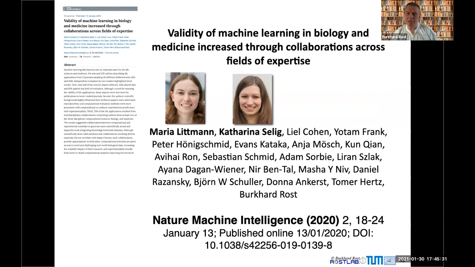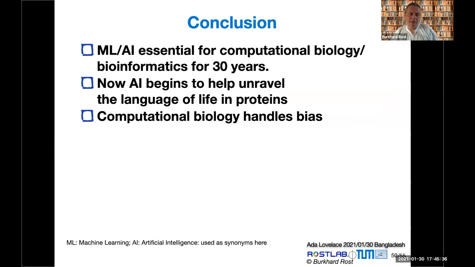The more expertise you bring together, the better. Networking, ultimately. So artificial intelligence and machine learning is essential for computational biology and bioinformatics, has been essential for 30 years. Now, in fact, AI begins to unravel the language of life as written in proteins. And computational biology has learned to handle the bias in the data. And that is a very good news for what we have at the moment. In some sense, it means we only have to become aware and do a lot to prevent it.